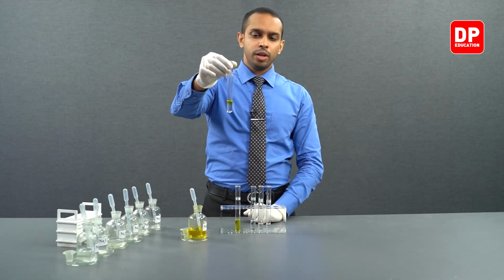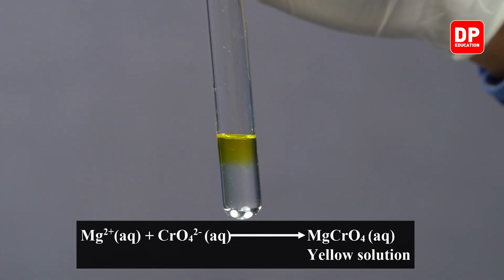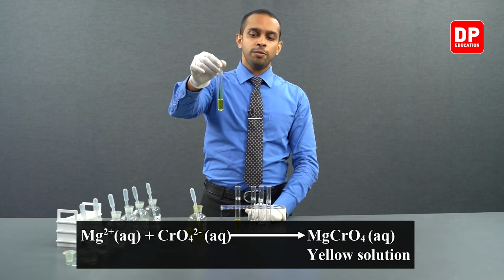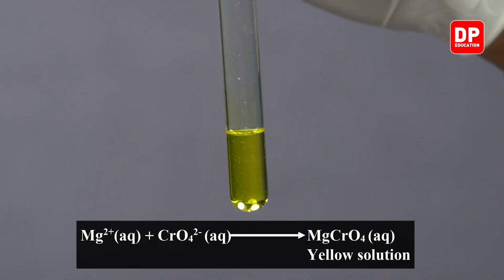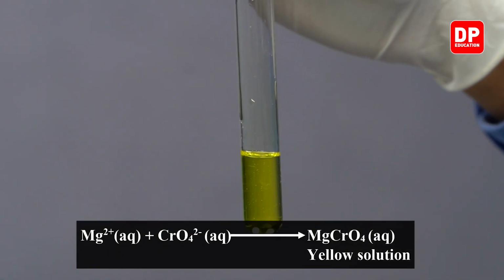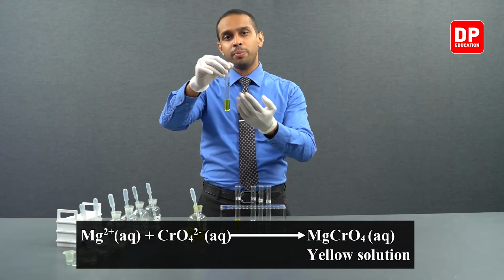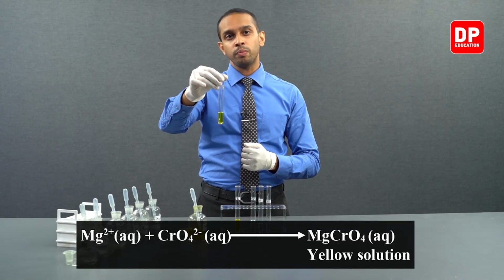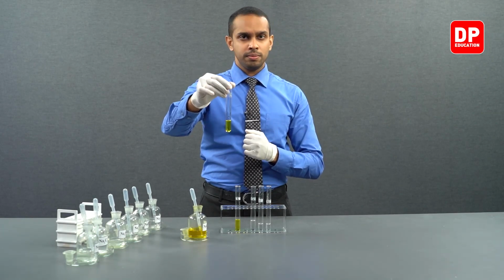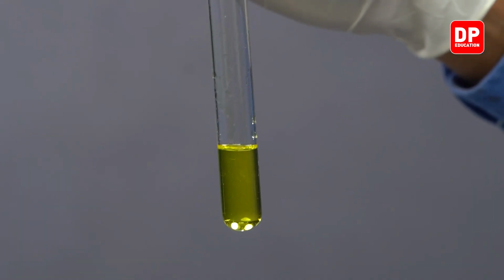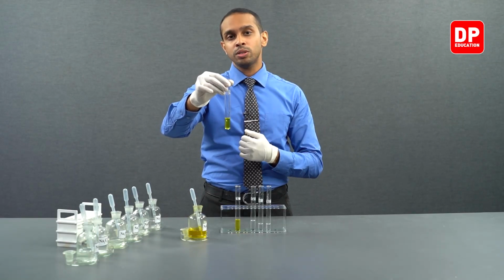As you can see, upon addition of sodium chromate to magnesium 2 plus ion solution, it did not form a precipitate. However, you can see the solution turned a yellow color. This is because the chromate ions that are present in the medium, in the aqueous form, always give out that yellow color. Aqueous chromate ions will always be visible as a yellow solution.